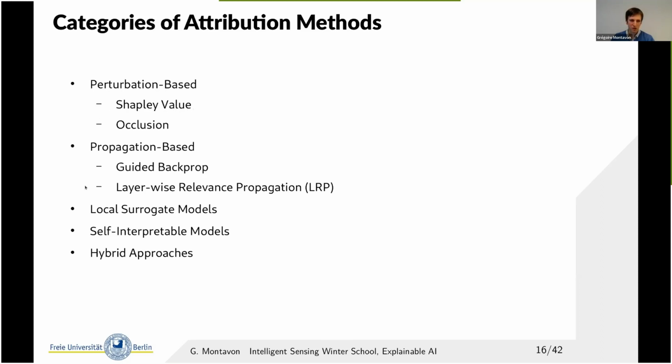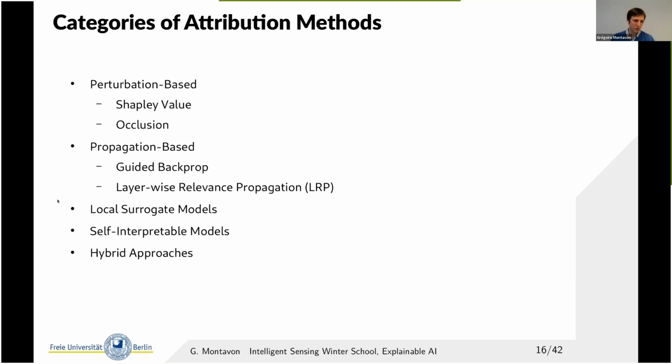Otherwise, you have propagation-based approach where you think of the prediction as going forward in a graph, for example, a neural network, and then explanation as going backward in that graph until you reach the input features. There are a variety of methods, for example, guided backprop or layer-wise relevance propagation, that have been proposed for that. In this tutorial, I will focus mostly on Shapley value and layer-wise relevance propagation, and try to identify what are the respective strengths and typical problems on which we would like to apply them.